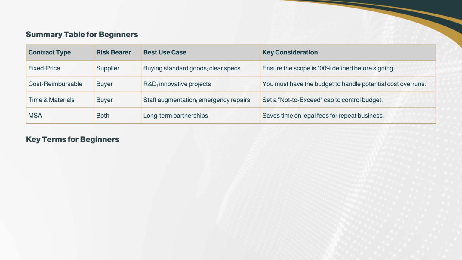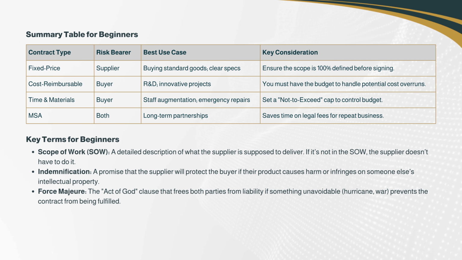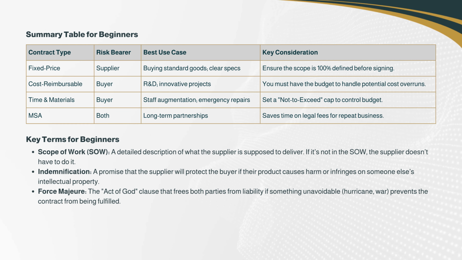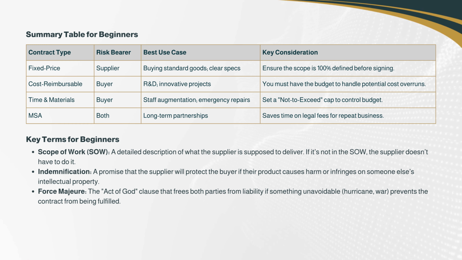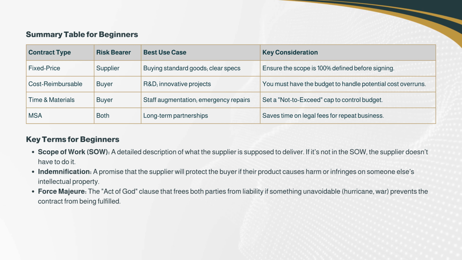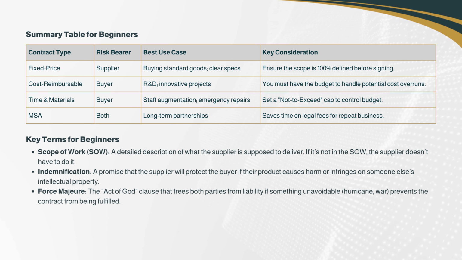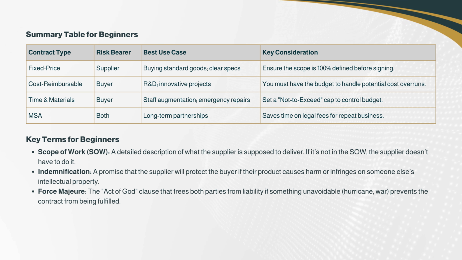Key terms for beginners. Scope of work: a detailed description of what the supplier is supposed to deliver. If it's not in the SOW, the supplier doesn't have to do it. Indemnification: a promise that the supplier will protect the buyer if their product causes harm or infringes on someone else's intellectual property. Force majeure: the act of God clause that frees both parties from liability if something unavoidable, such as a hurricane or war, prevents the contract from being fulfilled.